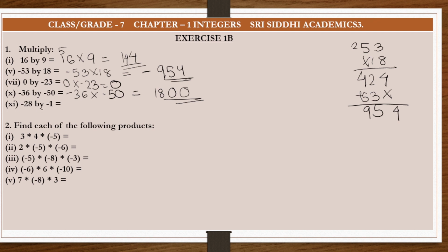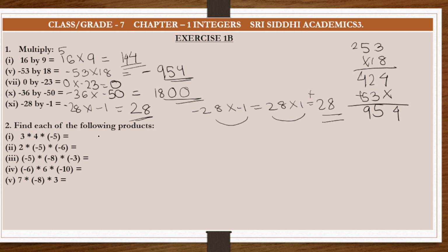Now question number 11, minus 28 by minus 1. Now if you multiply minus 28 by minus 1, again the answer will be positive because we are multiplying two same sign integers and hence the answer will only be 28. It is the same thing whether you multiply minus 28 with minus 1 or 28 into 1. The answer will always be 28 because here we are multiplying two same sign integers. So whether minus minus or plus plus, two same sign integers, the answer will always be positive. And 28 into 1 is always equal to 28. That is how we find the answer.